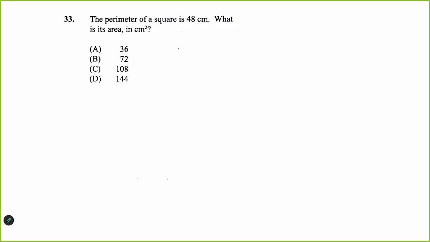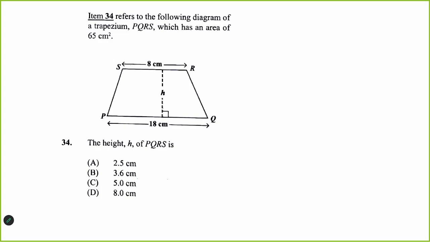The perimeter of a square is 48. What is the area? So that's side times 4. Side. That's a S. Side times 4 is 48. So your side would be 12. So the area would be 12 times 12, which is 144. This one here, we did this already, right?